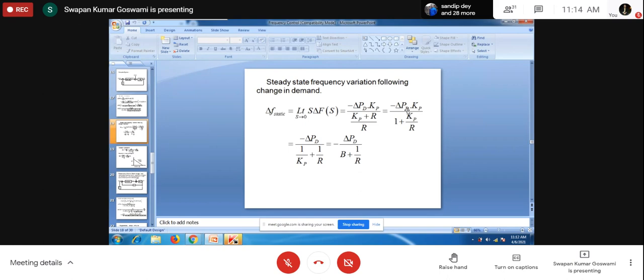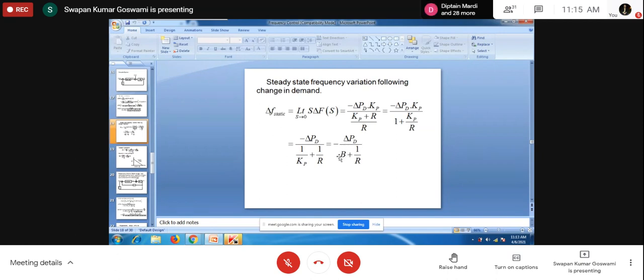So you can rearrange this expression in a different way. This will be equal to minus delta Pd by 1 by Kp plus 1 by R. Here, we divide by Kp, so it will be 1 upon Kp, and this Kp will be cancelled out in the other term, giving 1 upon R. 1 upon Kp is B, and R is the governor regulation. That means the steady state change in frequency, delta F static, following a change in demand is equal to minus delta Pd by B plus 1 upon R.